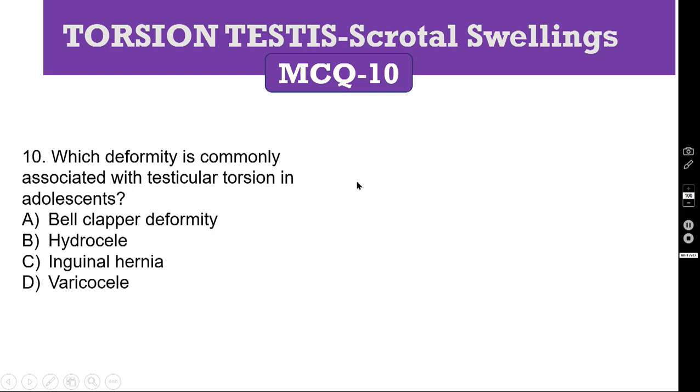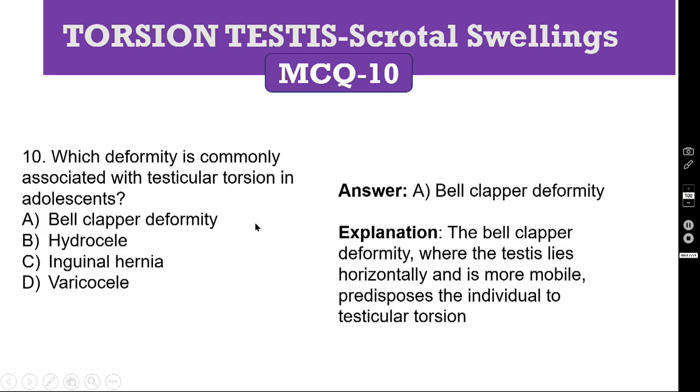Coming to MCQ number 10, which deformity is commonly associated with testicular torsion in adolescents? A. Bell-Clapper deformity. B. Hydrocele. C. Inguinal hernia. D. Varicocele. Correct answer is of course A, Bell-Clapper deformity, where the testis lies horizontally and the tunica vaginalis has a high insertion on the spermatic cord.